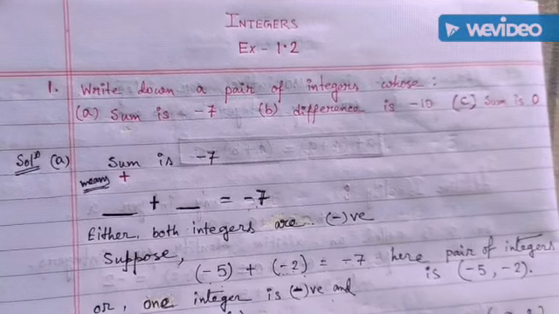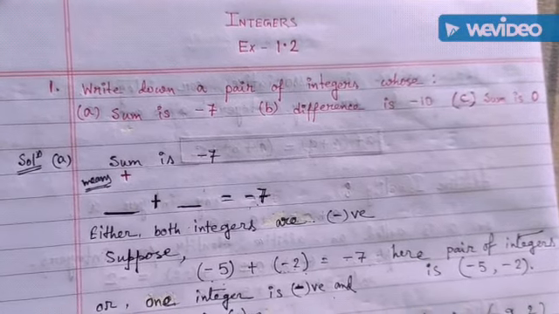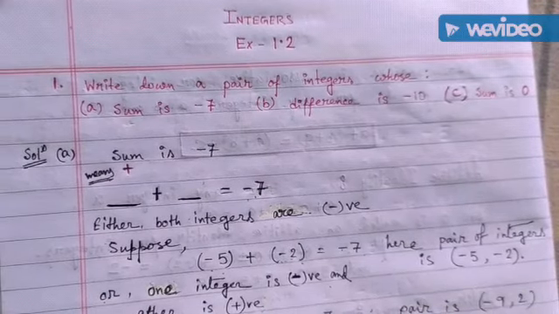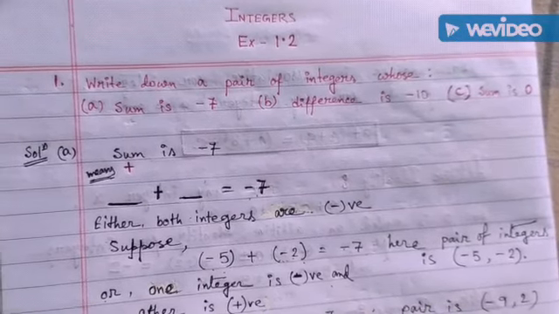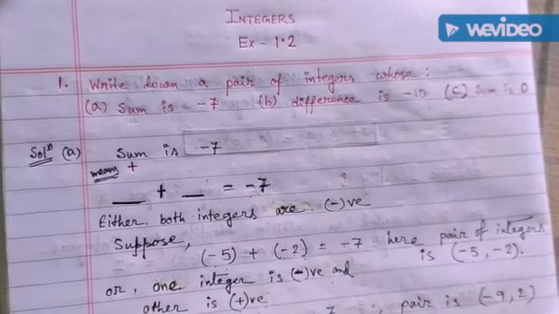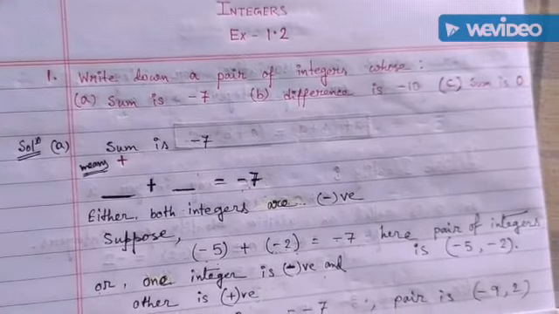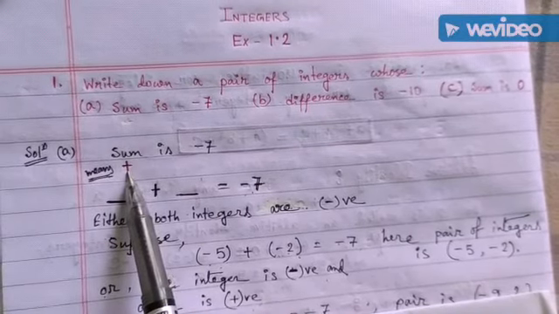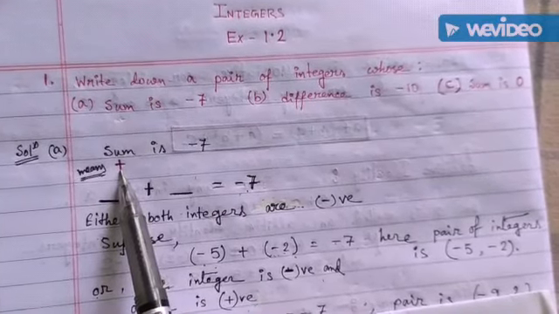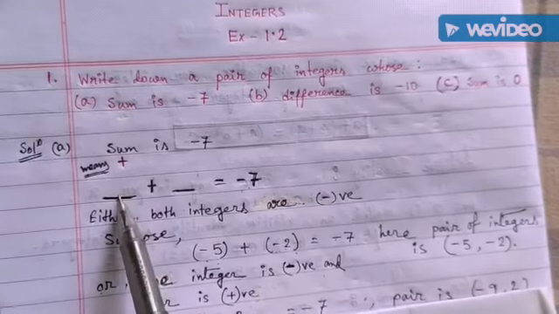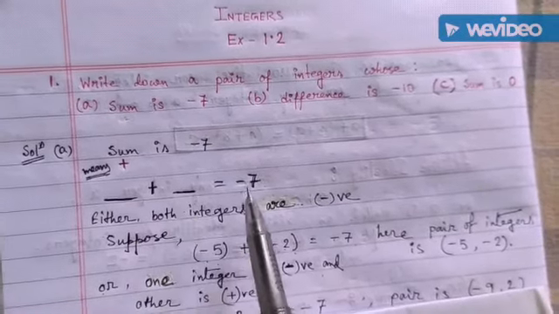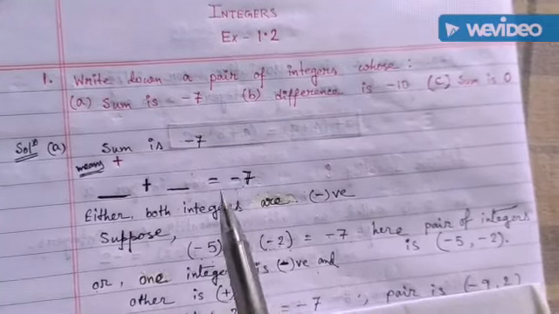Now first question from exercise 1.2. The question is, write down a pair of integers whose sum is -7. Number A. First I will discuss the first one. Sum is -7. Here sum means plus. We know that we have to find out two integers. By adding two integers we will get -7.